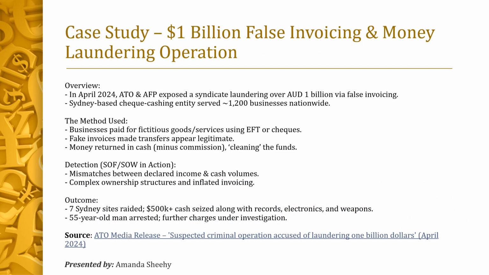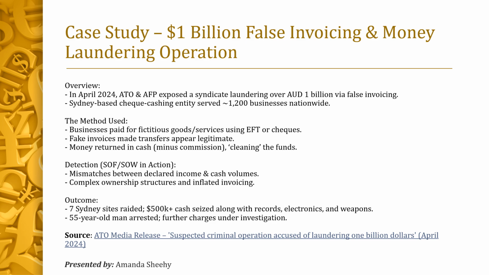Case study: $1 billion false invoicing and money laundering operation. This case study targets an alleged cash for cheques laundering syndicate operating out of Sydney. The syndicate was accused of laundering more than $1 billion to facilitate systematic tax fraud using false invoicing.